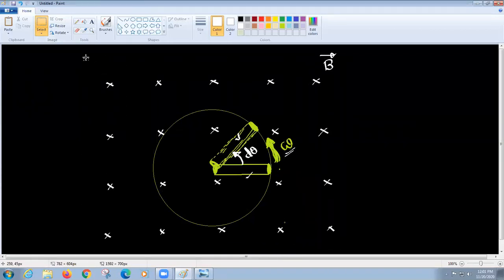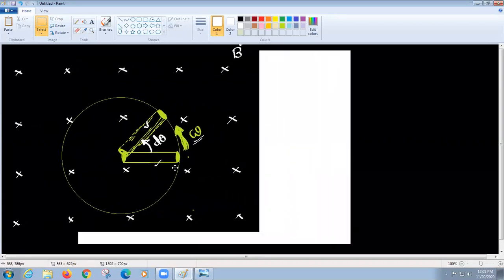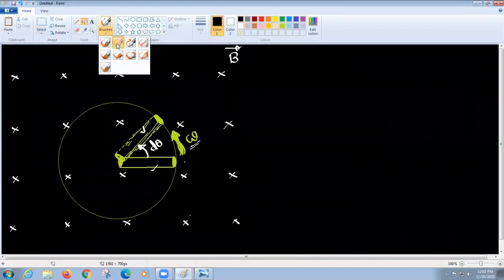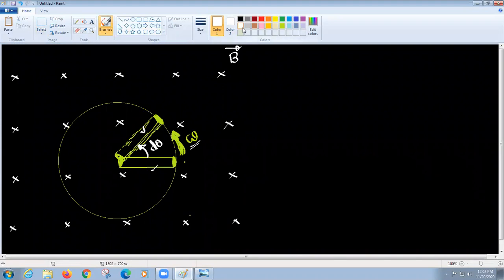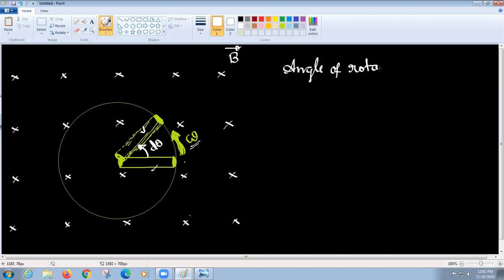So once we get this clarity in the figure, now we can move the figure. Let me move this figure to this end. Okay. So once you have this, let's write some comments. Angle of rotation by the conductor in a very small time, say, or in time dt.